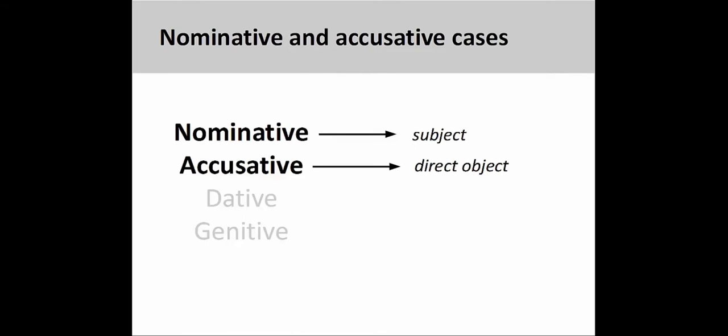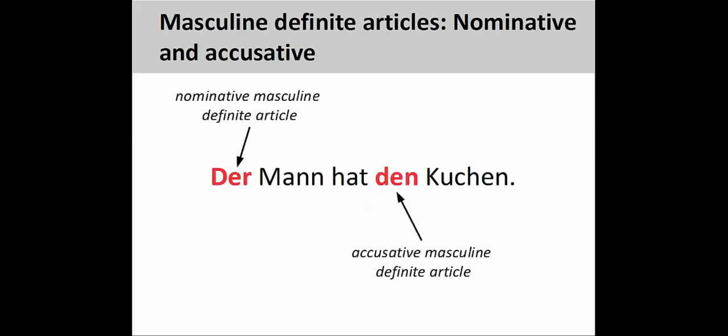The accusative case, among other things, is used in German to mark the direct object of a sentence. The direct object receives the action performed by the subject of the sentence, which is marked by the nominative case. Both the nominative and accusative cases are used in the sentence you see on the screen.